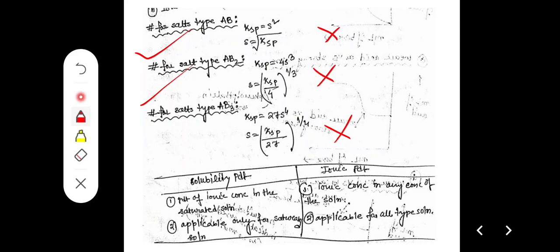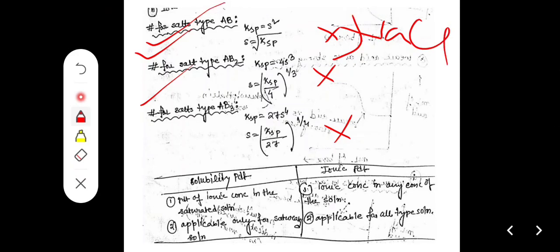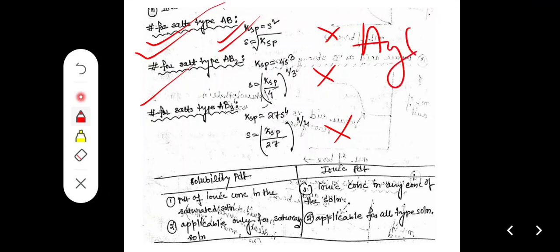Okay, so first, for a salt like AB, as for example NaCl, there is one cation and one anion in the ratio. So Ksp equals S square, and S equals root over Ksp. Actually NaCl is not this type of salt. We actually think of AgCl, which always shows precipitation.